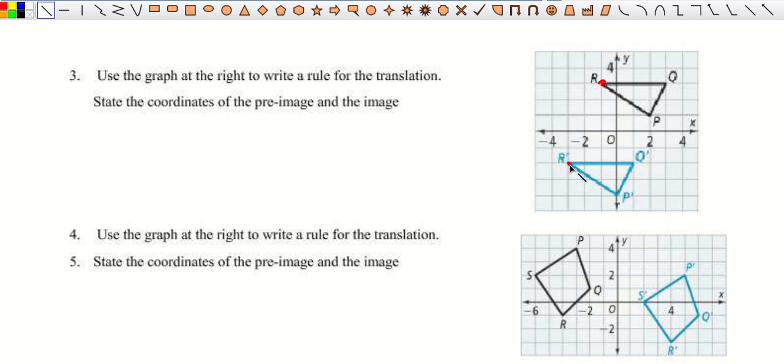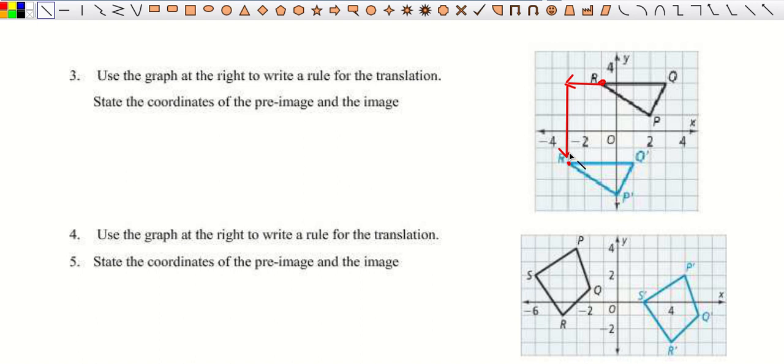Now remember, don't start from R prime and move back, because I want to start from R. So I'm going to start at R and then shift to R prime. So for the left or right, for the X coordinate, I have to shift left 2. And then for the Y coordinate, I have to shift down.